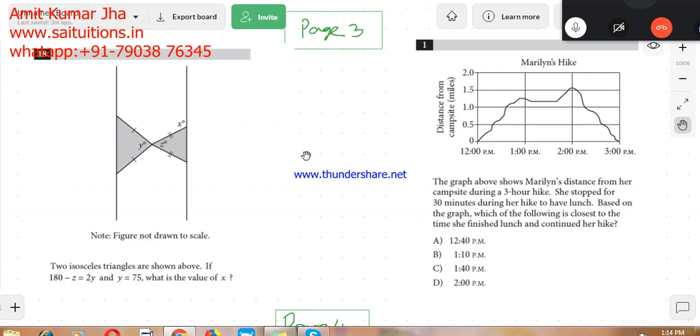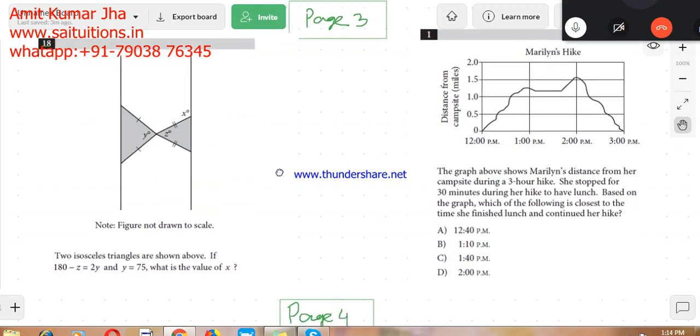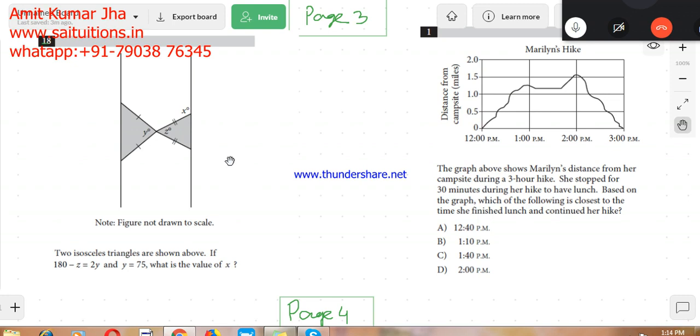Now this question, question number 18 on page 3. Do you see that? Scroll down and take a look at that question. Yeah, I see it. This question is from geometry, something related to isosceles triangles and then parallel lines. So what is an isosceles triangle?